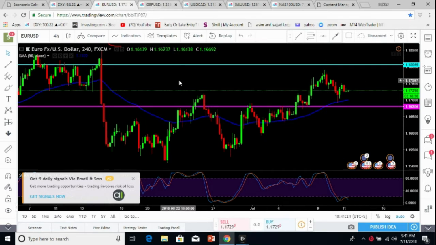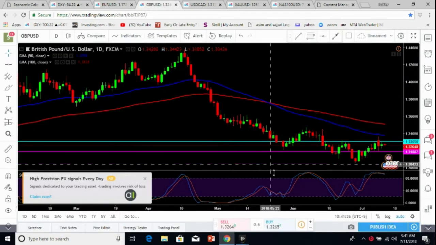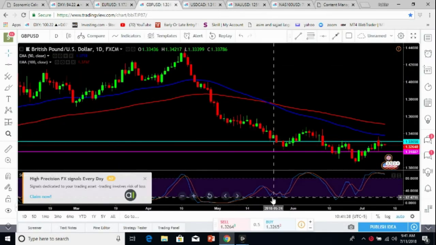For today, my target is 1.1806. If it holds this position and goes up, and in case it drops, then it's going to 1.1680. We move to GBPUSD and same story.